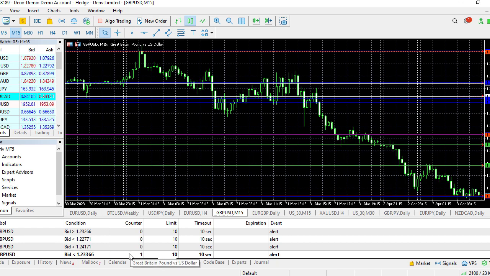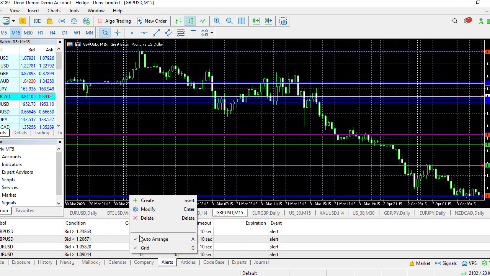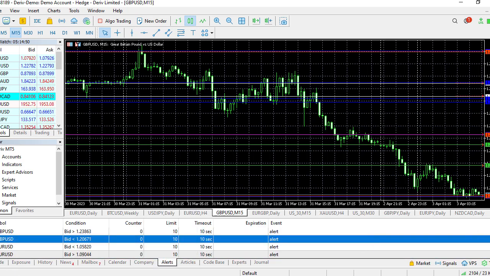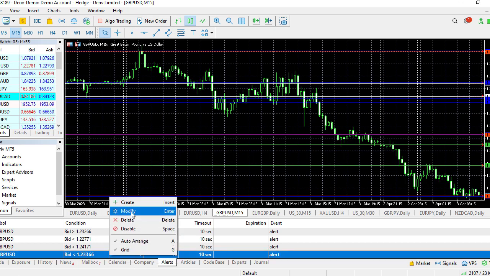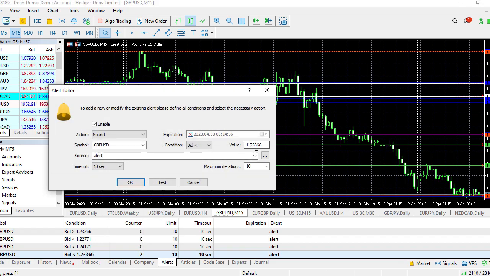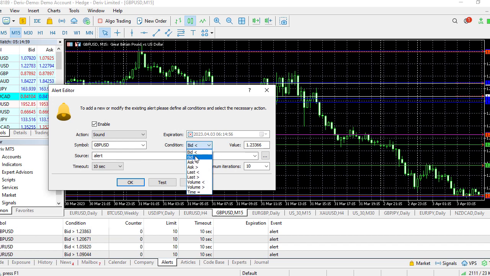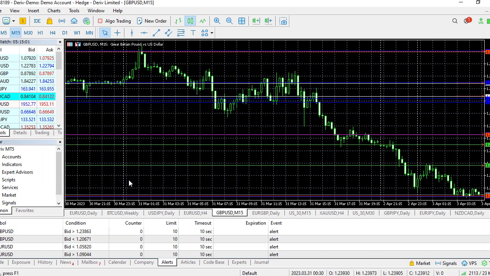Okay, I made a mistake there. I think this one, I put it wrongly. This was supposed to be greater than, so you can just modify that. So I change it to greater than. That's why it triggered. This was for this place, but I put it as less than, so immediately it just started triggering the moment I set it. So you can always do that. Sometimes you find out you make that mistake.